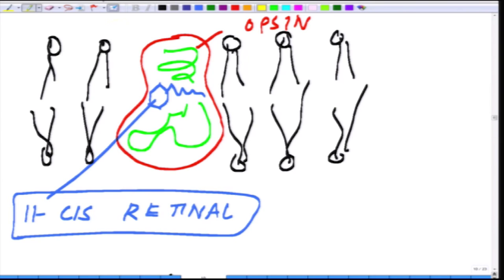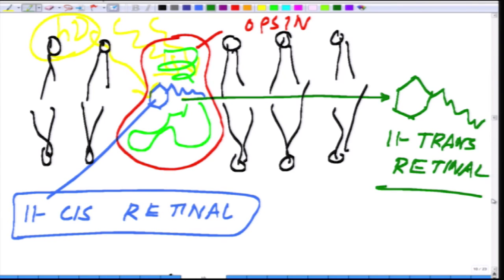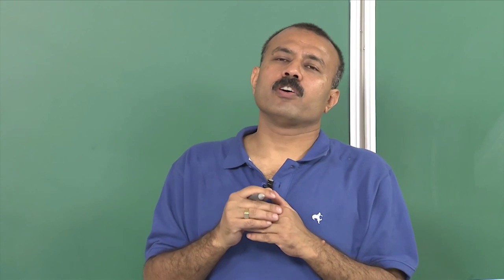Now the light is falling. At this stage, there is no light. Here the yellow thing, shown by h nu, is when the light is falling. When the light is falling, this 11-cis retinal, what you see here, is transformed into 11-trans retinal. So, the cis bond becomes a trans bond when the light falls on it.